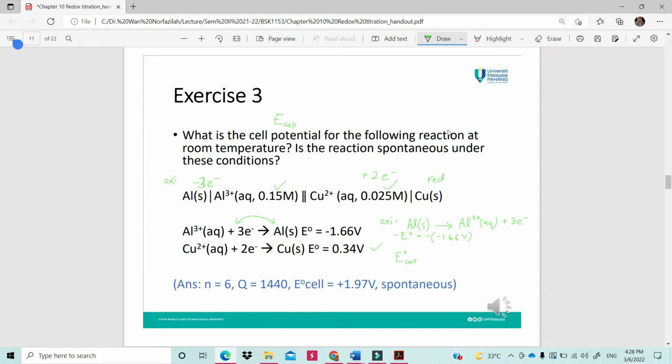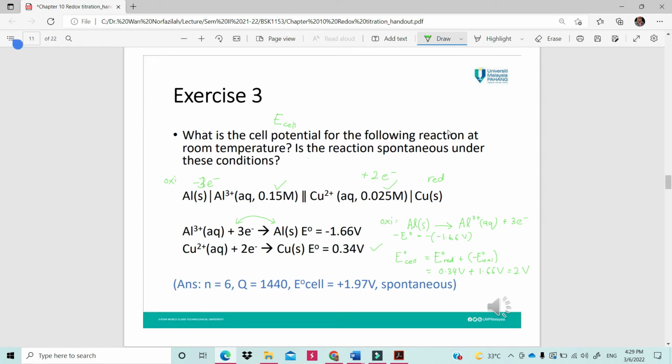Standard cell potential equals, remember the equation, E naught reduction plus negative E naught oxidation. For reduction, we straight away take the value, and for this one, since we already changed it here, we can straight away use the 1.66.